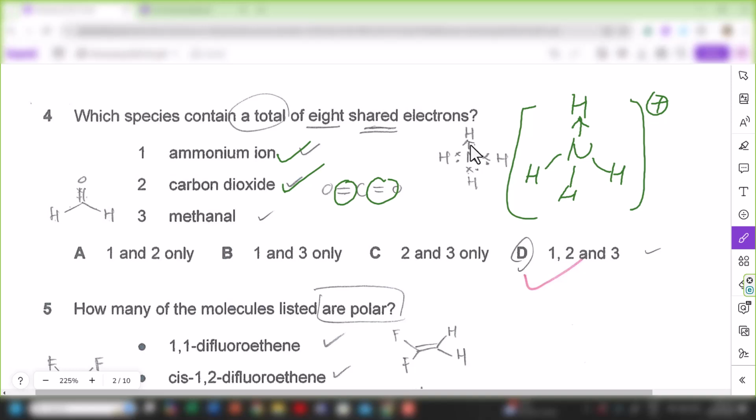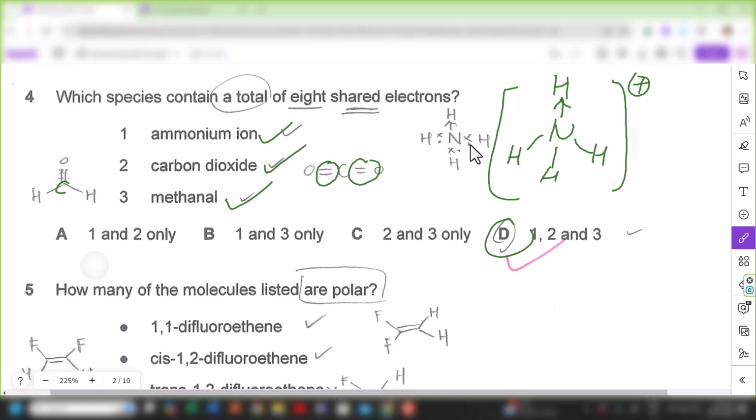So CO2 as well. Methanol, the student drew it here. There's a carbon here, in case you might have forgotten about it. So 1 double bond, 2 single bonds. So 2 times 2, 4. 4 plus 2 times 2, that will be 8. So again, methanol works. So D. Question 4 is quite straightforward in this case.